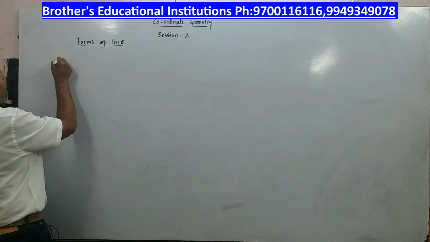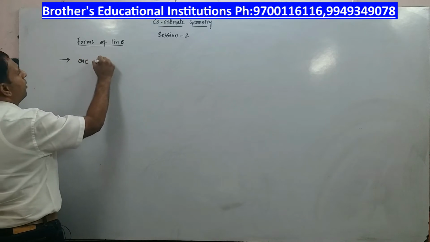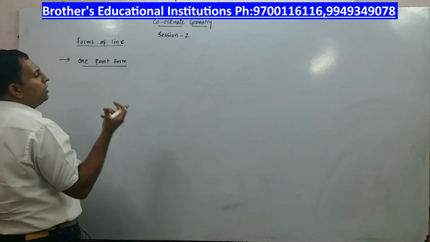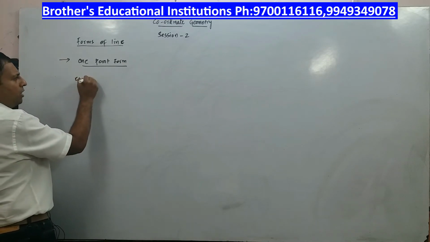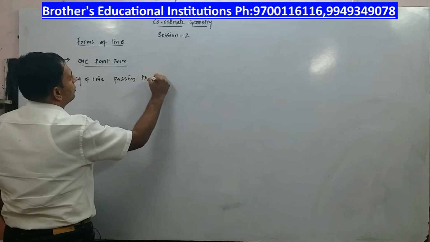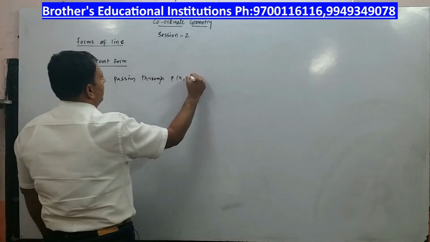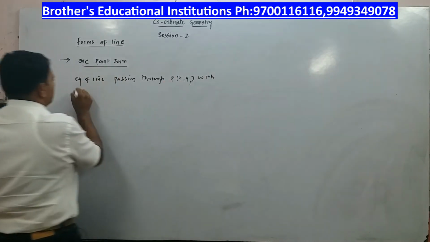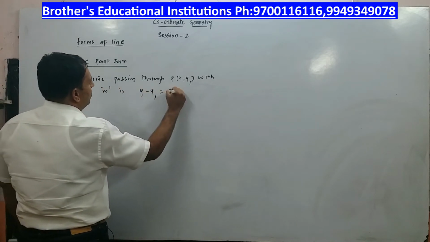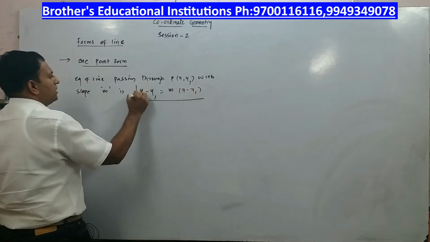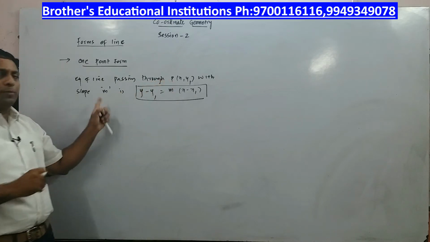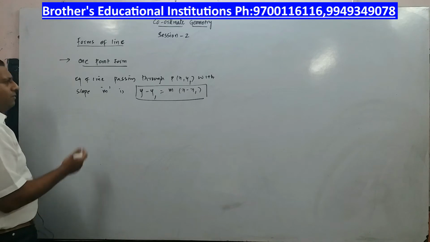So forms of line. First we'll come across is one point form. What is one point form? One point form means when one point and slope is given to you, how do you write the equation of the line? So I'll say equation of line passing through P x1 y1 with slope m is y minus y1 is equal to m into x minus x1. So this form of line is called one point form, where one point is given and one slope is given. And what is slope? We have discussed in the previous video in session 1.